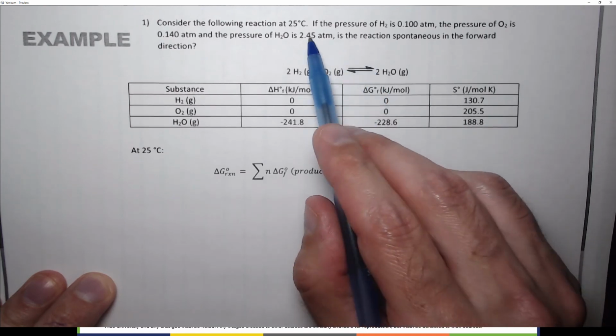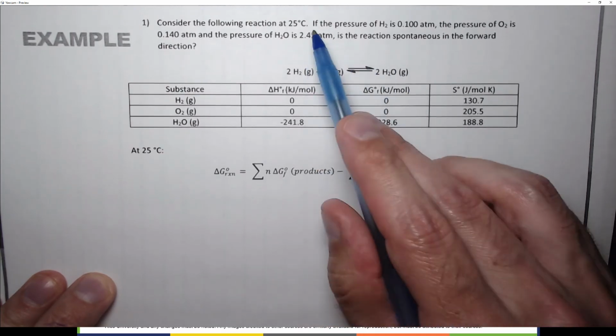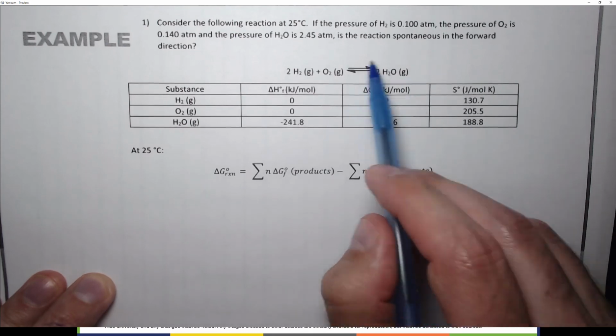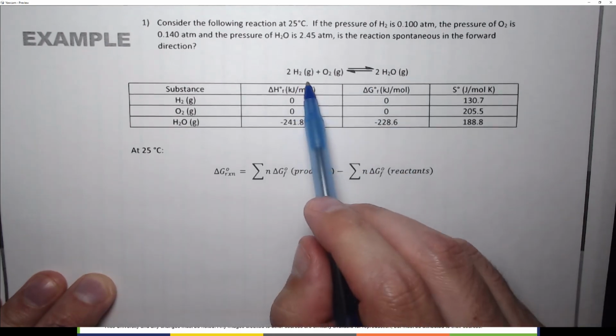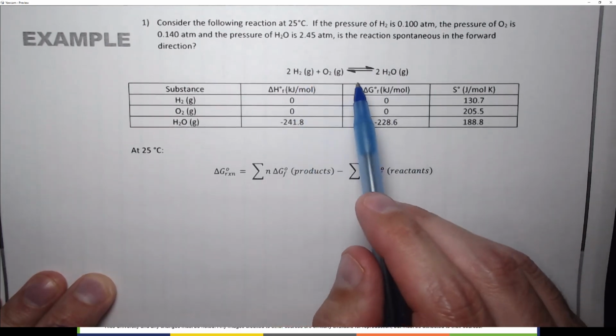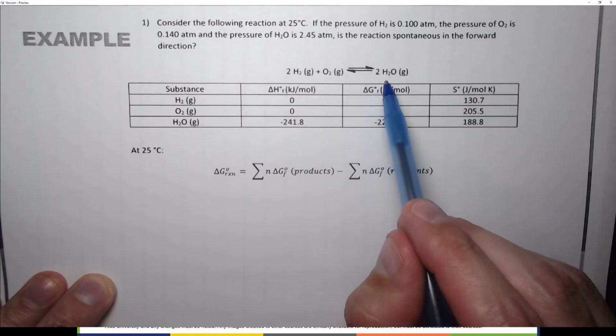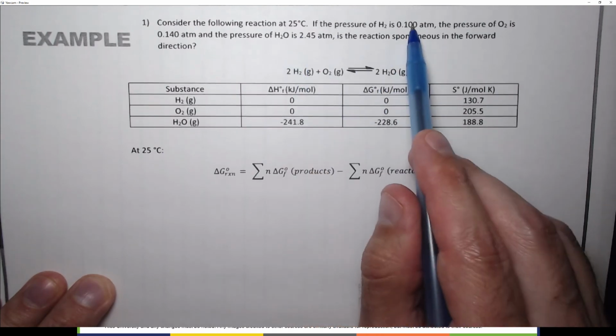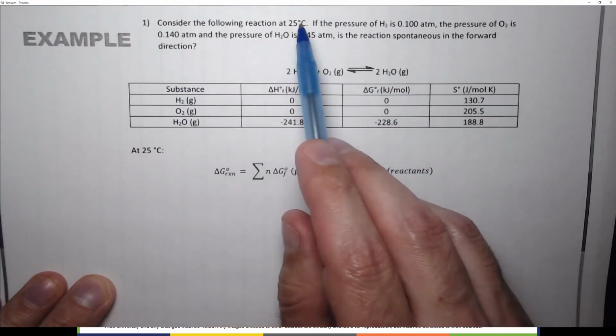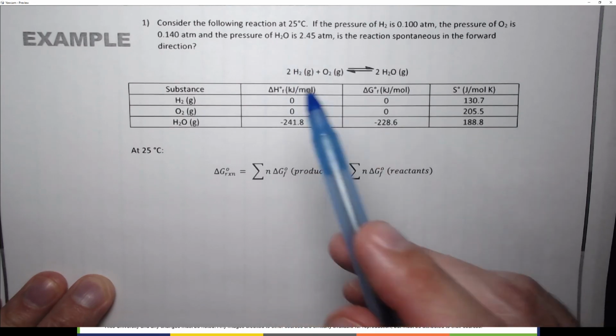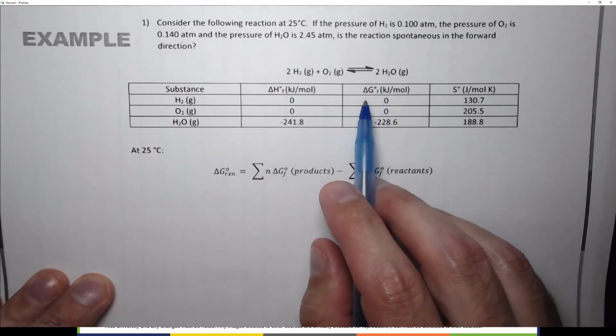Note that we have a large excess of water. So we looked at this reaction at different temperatures a little while ago, and we found that even at 1050 degrees C, we could still make water. Well, what if we have relatively little hydrogen and oxygen and lots of water? Can we still push this in the forward direction?